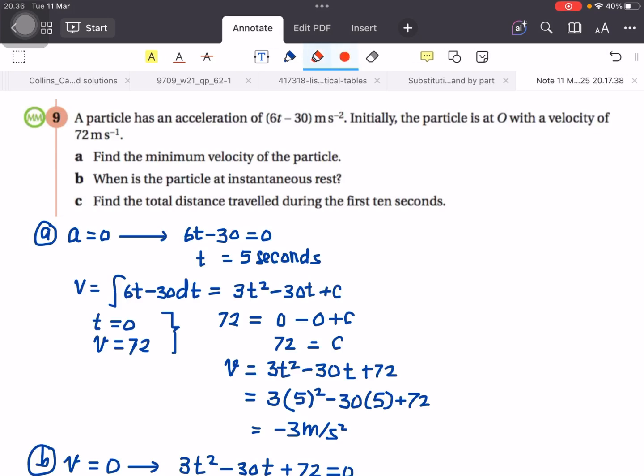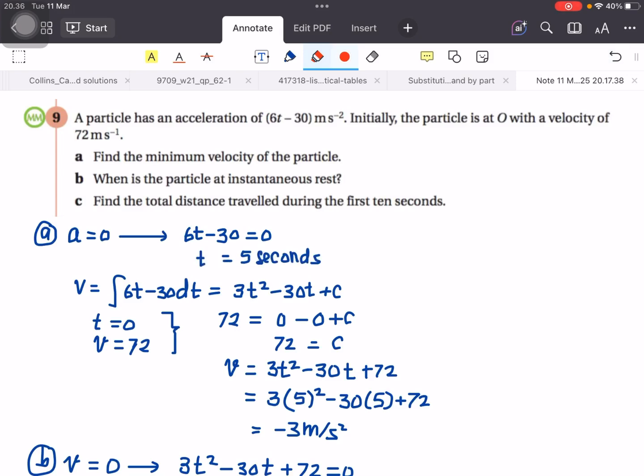So as we know that minimum or maximum velocity is reached when the first derivative of the velocity, or acceleration, is equal to 0. So just equate the expression for acceleration, which is 60 minus 30t, with 0, in order to find the value of the time. So here the time is 5 seconds.